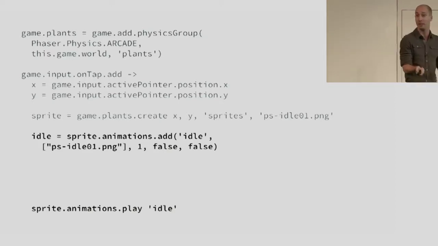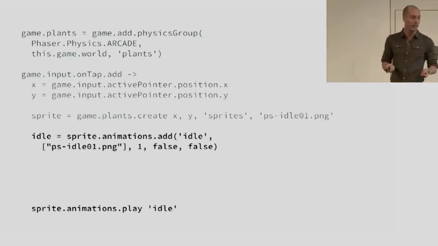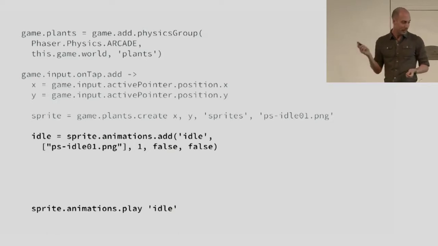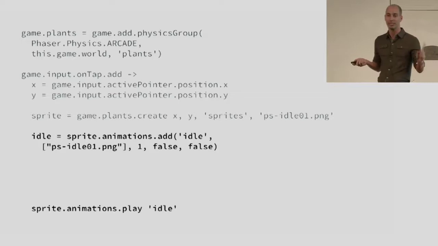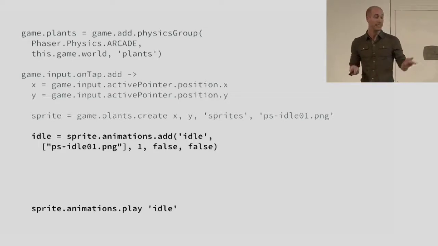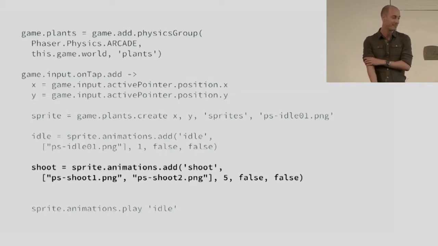But we know how we could make them move, because we know how to make zombies walk, and it'd be the same for these plants. So we're making an animation that's just 1 frame long. We're going to tell it to play. And it doesn't need to loop because it's not going to change.